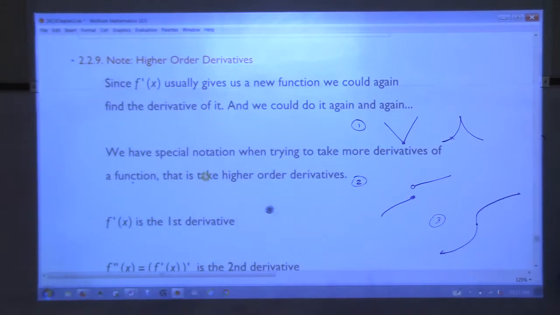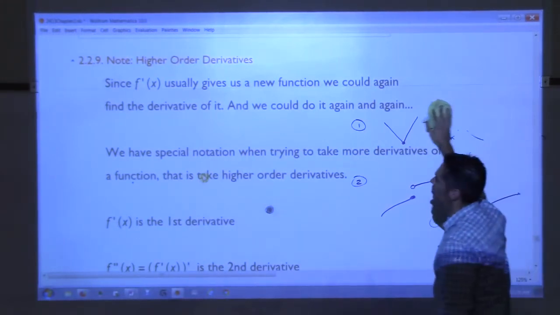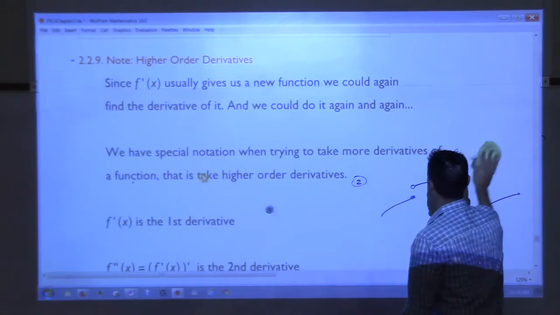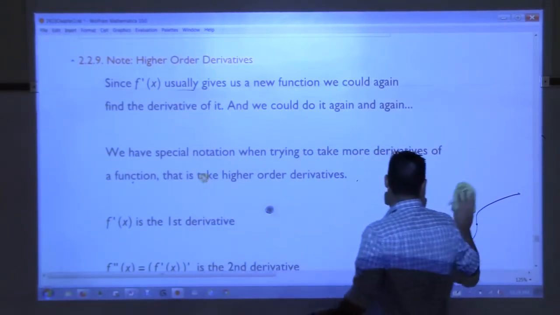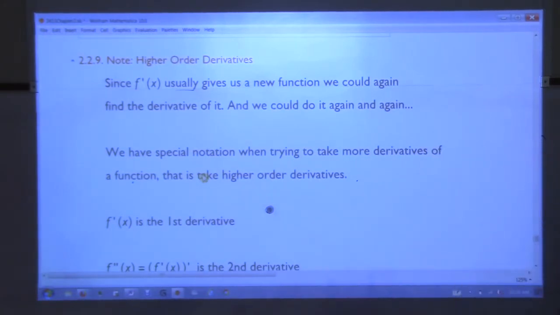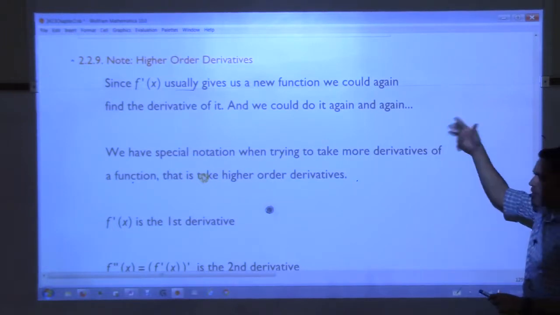Okay, higher order derivatives. Since f prime of x usually gives us a new function, I say usually because, again, you can have a derivative not exist. Since it usually gives you a new function, we could, again, find the derivative of that function. Couldn't we? And we could do it over and over and over.